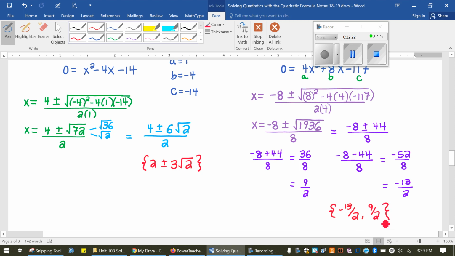All right, and that's it for the quad formula. You can go ahead on to your homework now.